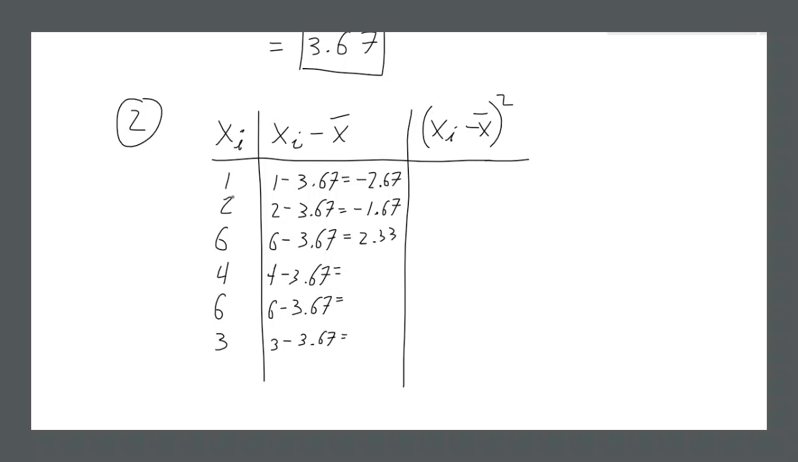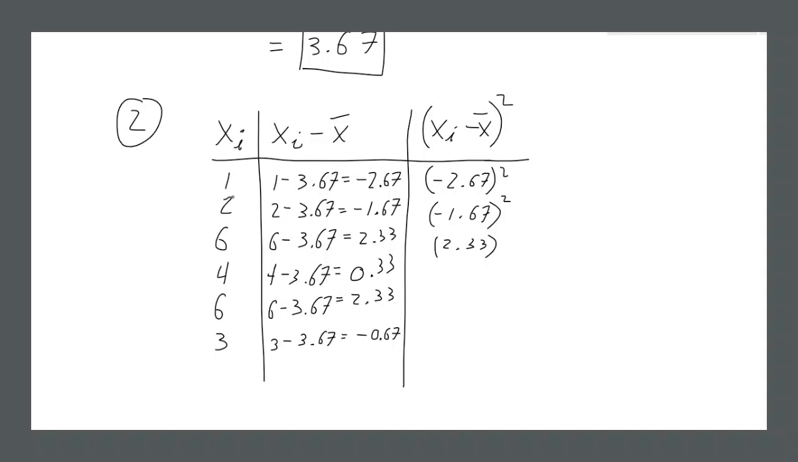4 minus 3.67 is 0.33. And this is 2.33 again, and this is going to be negative 0.67. Now the final column is going to take all of those differences and square them. So we're going to have negative 2.67 squared. We're going to have negative 1.67 squared, and so on.